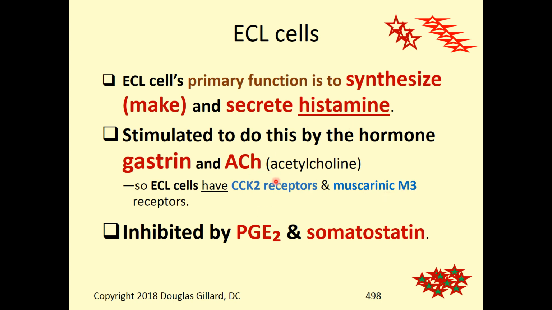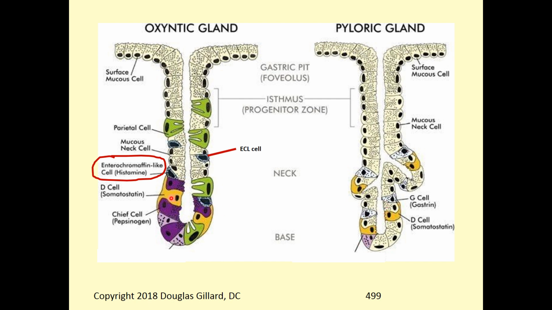I can make questions out of this slide, can't I? Who turns them off? They're inhibited by PGE2, which is released by surface mucosal cells, and somatostatin, which is secreted from where? D cells. Okay, there's one right there in the oxyntic gland. Are they in pyloric glands? They're not in pyloric glands. There's no reason for them to be there. We don't need histamine secreted way over in the antral region, right? What good would that do?